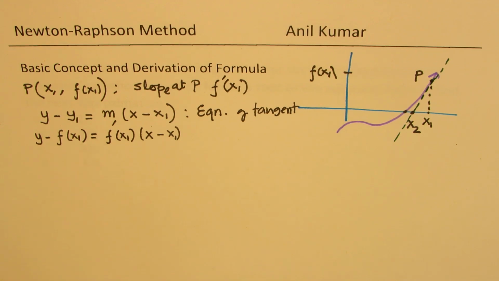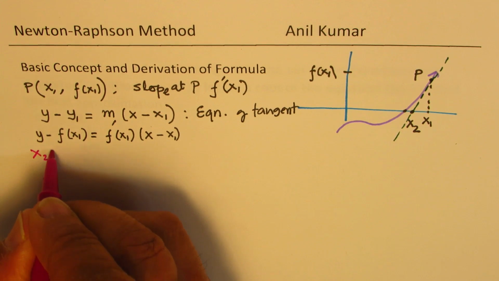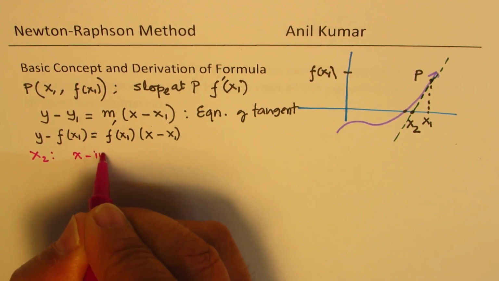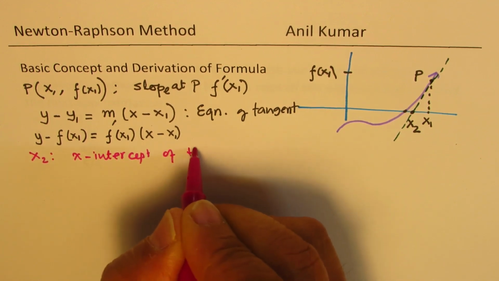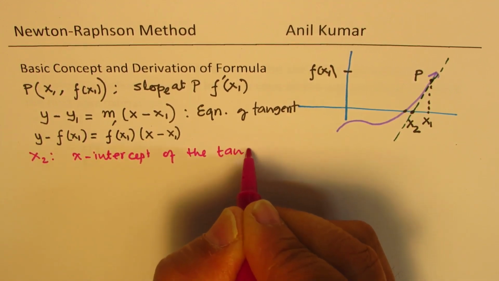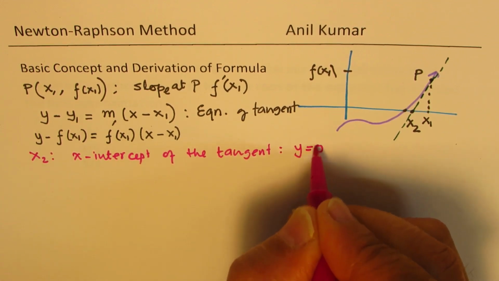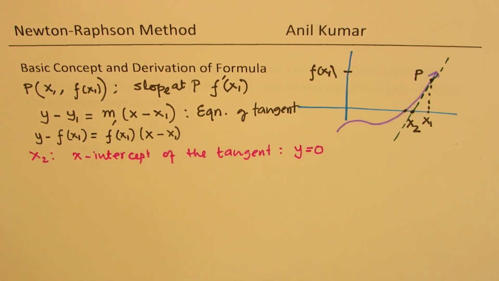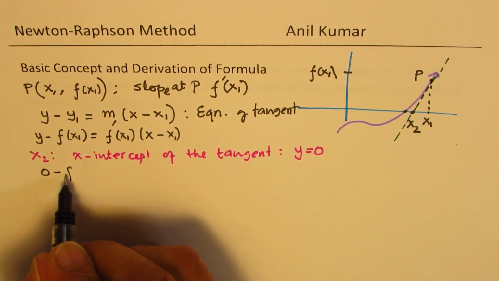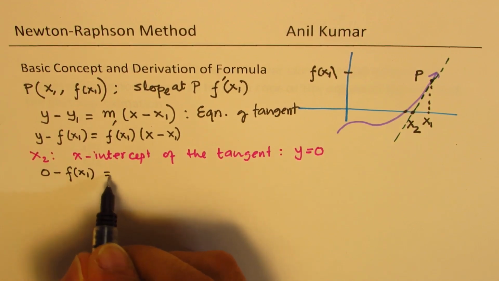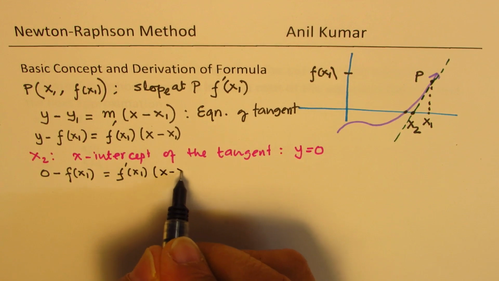Now, the idea is to find x2. Now, what is x2? x2 is the x-intercept, right, of the tangent. That means at this point y should be equal to 0, correct? Substituting y equals 0 here, we get 0 minus f of x1 equals the derivative of the function at x1 times x minus x1.